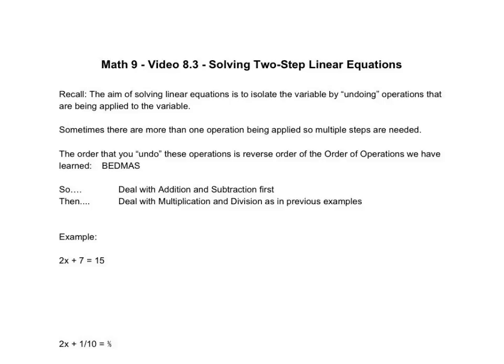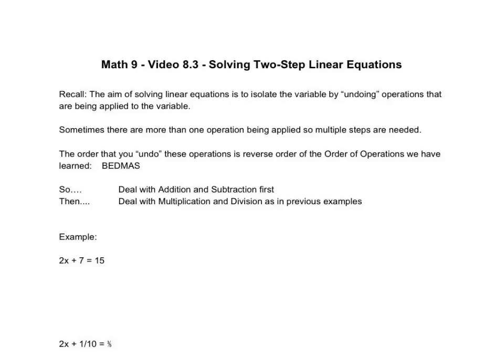So remember, the aim of solving any linear equation is to isolate or get the variable alone. And we do that by undoing the operations that are being applied to the variable. So for example, if the variable was being multiplied by a number, we would get rid of that operation by undoing it. The opposite of multiplying would be dividing, right? So we would divide both sides, and that process would get the variable on its own.